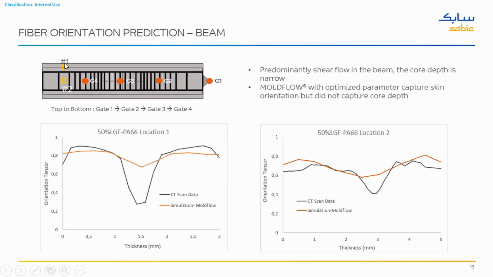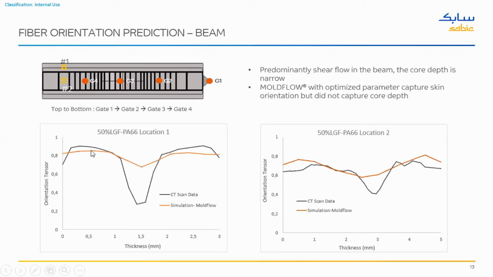For the beam part, we have cut the specimen at the two locations shown here, number 1 and number 2, and have CT scan data from those as the experimental results. Then we do the Moldflow simulation to see how the comparison looks. Here we have directly used the optimized parameters, which I showed in my previous slide with the shear plaque.